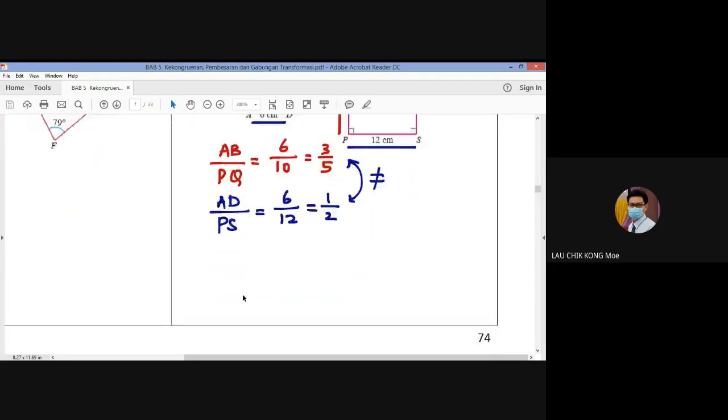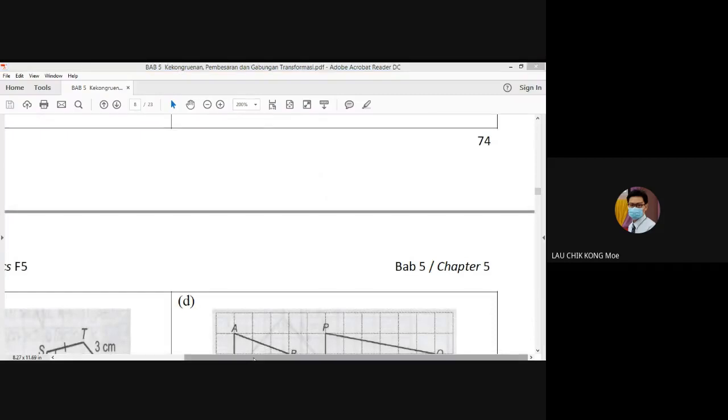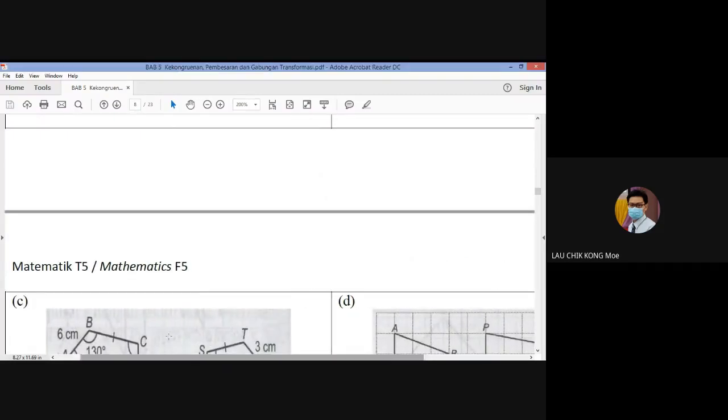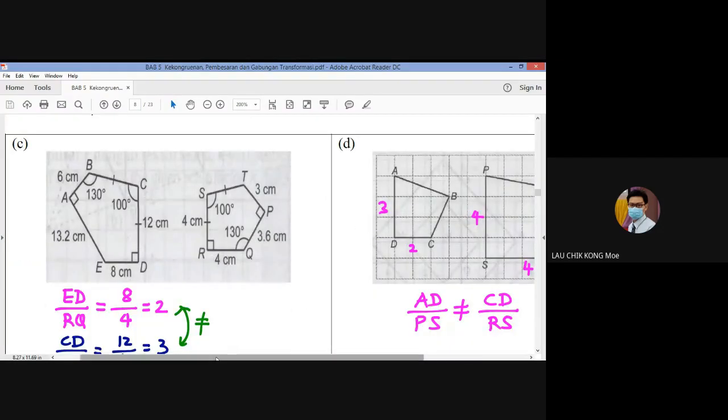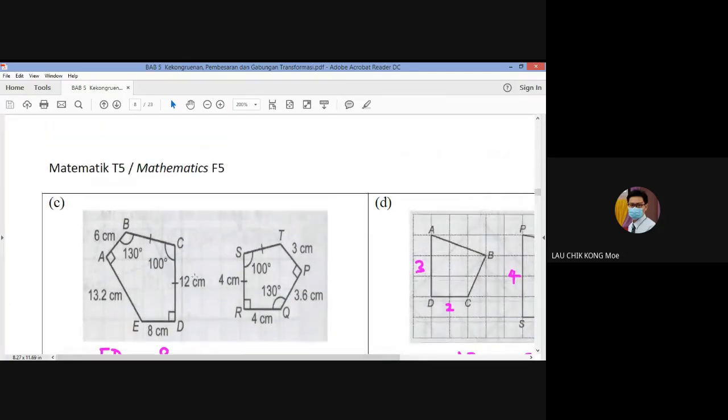Okay, so we continue. So B already. Okay, now we go to page 75. Okay, C. If you look at the C, maybe you can try C and D first. I give you 2 minutes and then I show you the answer. So you try C and D now, and then I show you the answer later on.